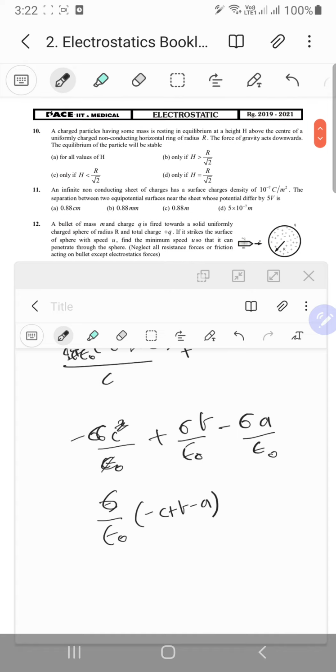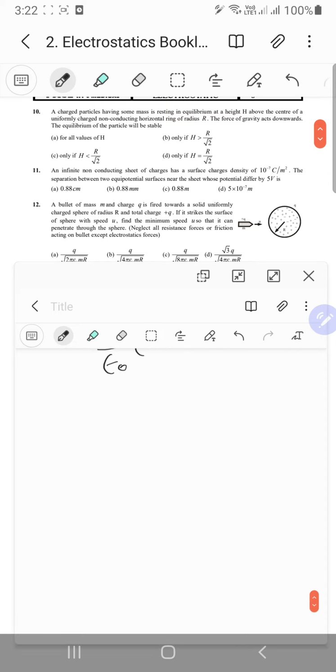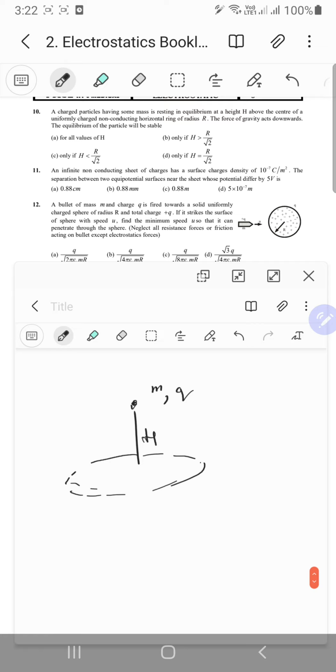Next question. A charged particle having some mass is resting in equilibrium at height h above the center of a uniformly charged... wait, what? So you just have a charged particle, some mass, so it's got m, its charge is q, resting in equilibrium at a height h above the center of a uniformly charged non-conducting horizontal ring. Fine. So something like this. This is h. Uniformly charged non-conducting horizontal ring of radius r. So this has radius r.